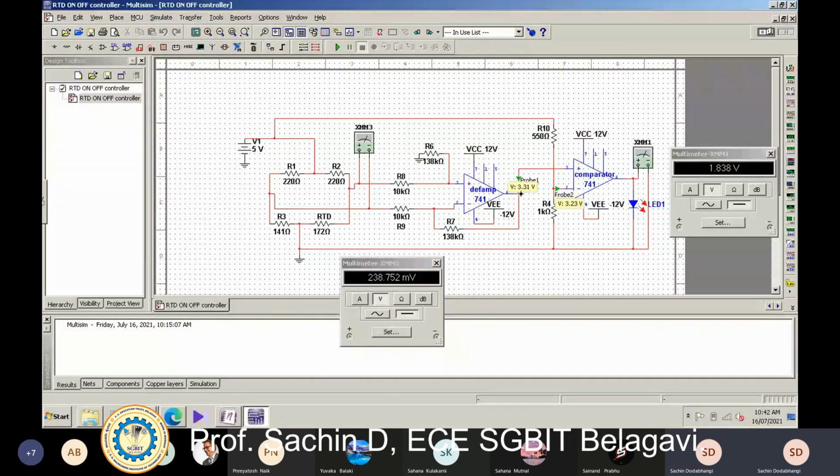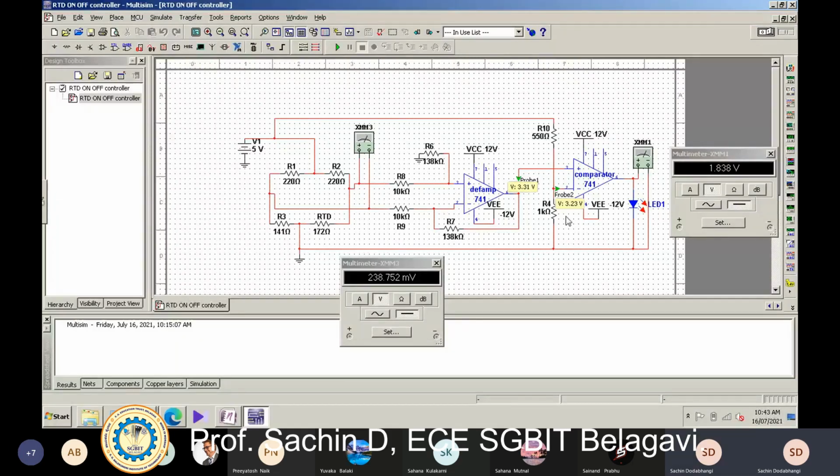Here you can see the output of this differential amplifier. You can zoom in and check, it is 3.31. The first op amp is my differential amplifier, so its output is 3.31. Can you read it? Whereas in this voltage divider circuit, R10 is 550 ohm and R4 is 1 kilo ohm. So at this point, probe 2, you can see the reference voltage is 3.23.